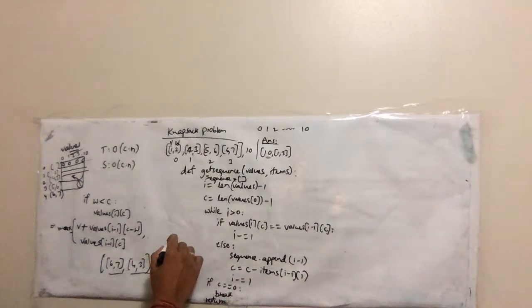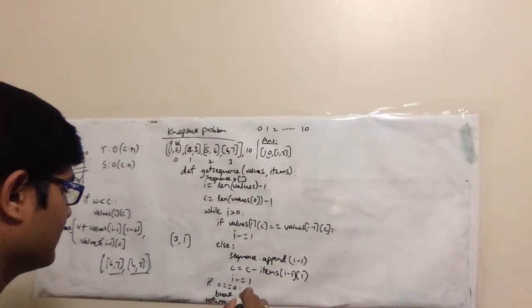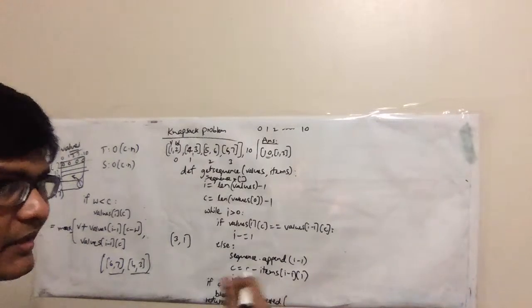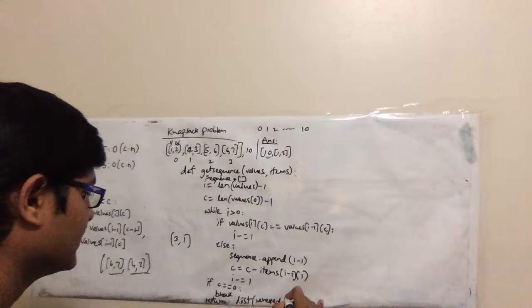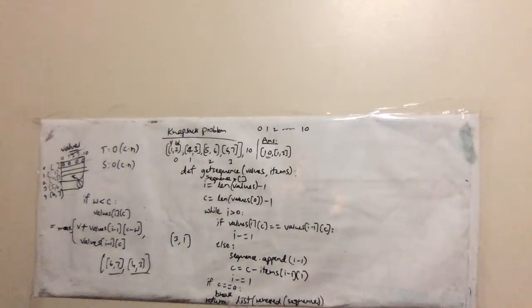But to be conscious, if we get here, we will get in this sequence 3 comma 3 comma 1, which is not our case, so we need to reverse that. Because we are backtracking, we need to reverse the list. Reversed will give you an iterator, so we need to make that a list: list of reversed of sequence. So this completes the problem and it will return the sequence. So I think that's it.